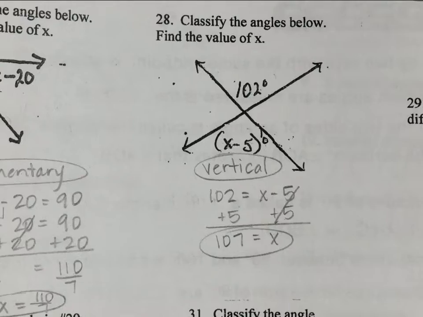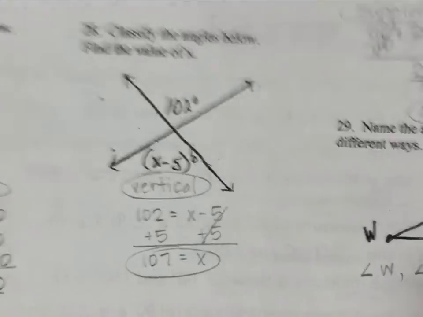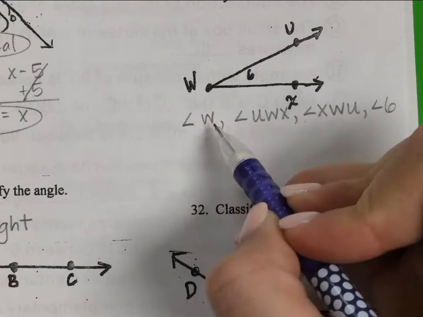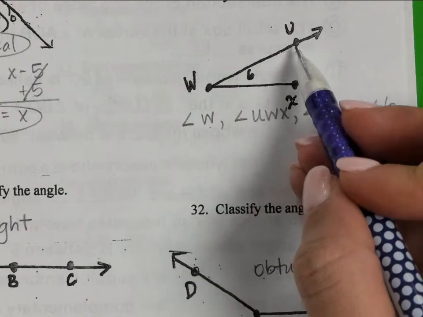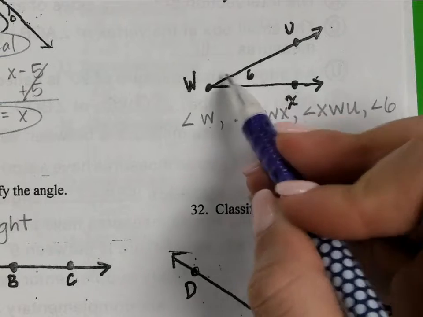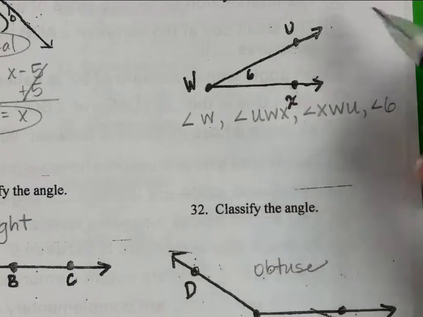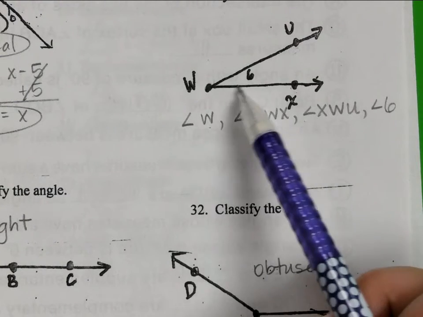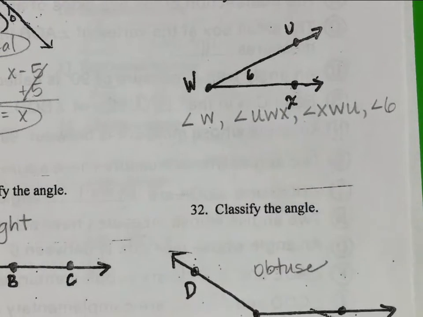Number 29, name the angle below in 4 different ways. So, remember, you can name it by just the vertex, so angle W. You can name it with all 3 points, so U, W, X. Or you can do it opposite, X, W, U. And then you can also name it by that number, so angle 6.